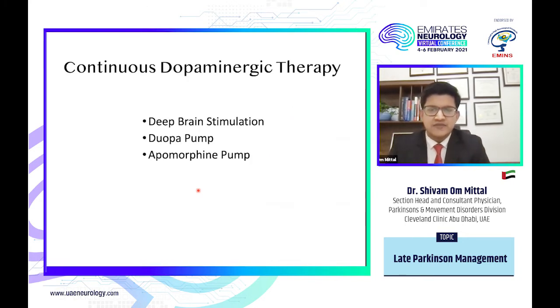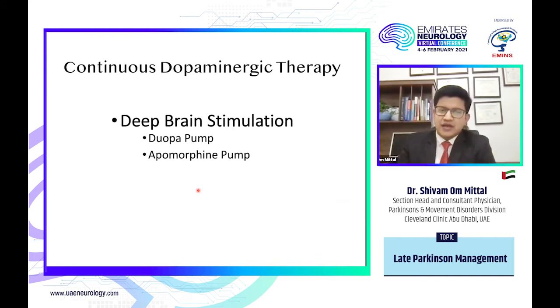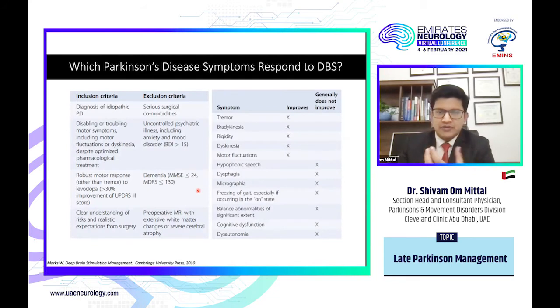Now, coming to this very important concept of continuous dopaminergic stimulation, the main three therapies are deep brain stimulation, the Duopa pump, and the apomorphine pump. First, talking about deep brain stimulation, and I think most of the neurologists are aware of deep brain stimulation, and because this has been there for more than 2 decades, we have gotten better in the therapy for DBS.